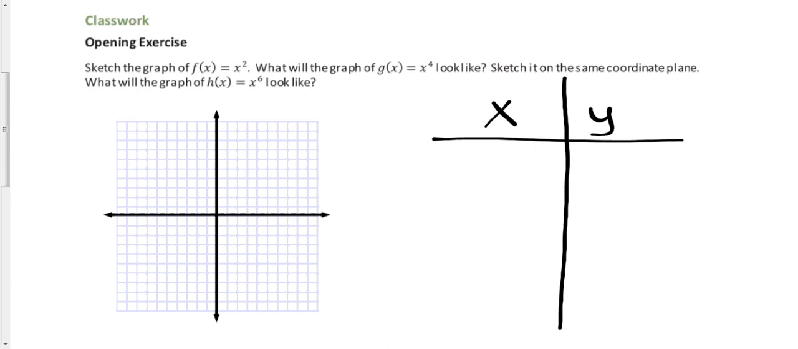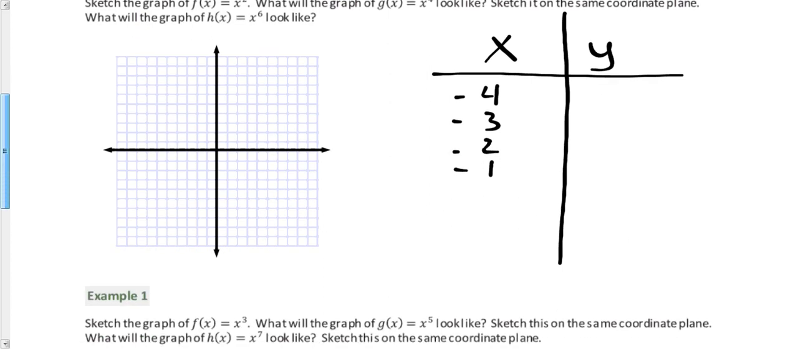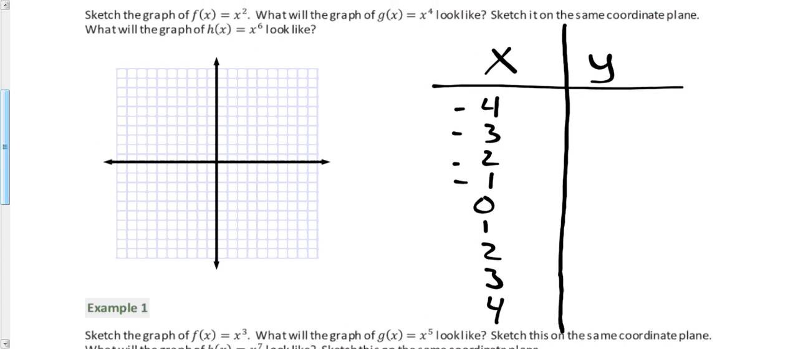And we're going to do, let's go -4, -3, -2, -1, 0, 1, 2, 3, 4. So we're going to analyze my function, f of x equals x squared. I'm going to do it at the values of all the integers between and including -4 and +4.